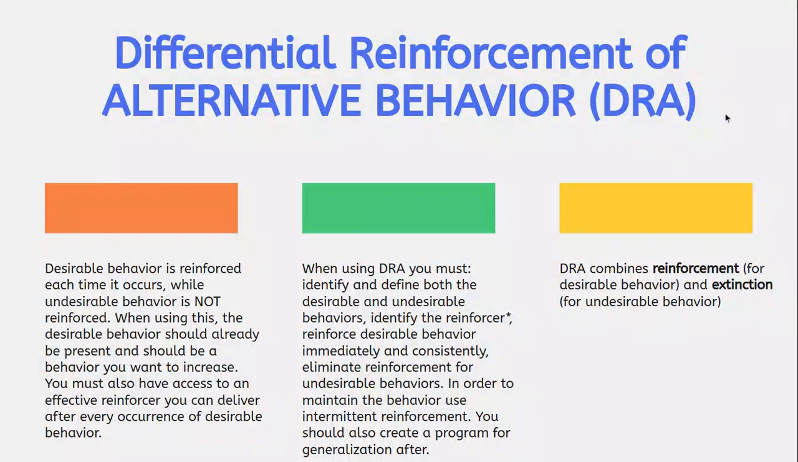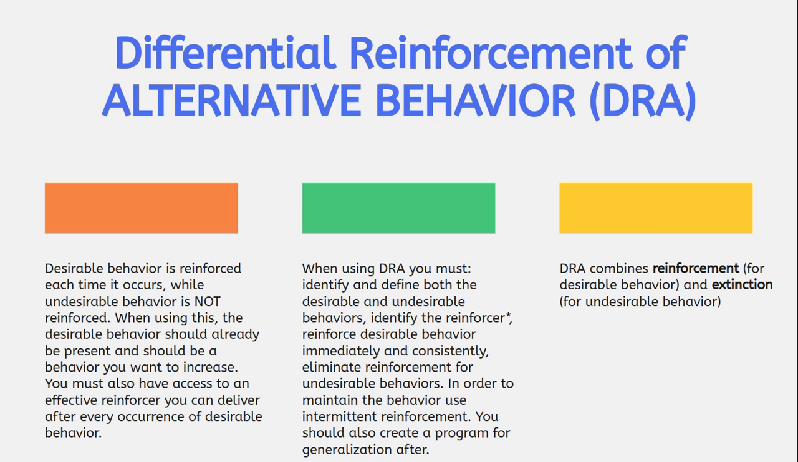Next is the differential reinforcement of alternative behavior. This is referred to as DRA. In this case, the desirable behavior is reinforced each time it occurs, while the undesirable behavior is not reinforced. When using this, the desirable behavior should already be present and should be a behavior you want to increase. You can't really reinforce a behavior that isn't already occurring in this case. You must also have access to an effective reinforcer that you can deliver after every occurrence of desirable behavior, so you want to make sure that it's pretty accessible.